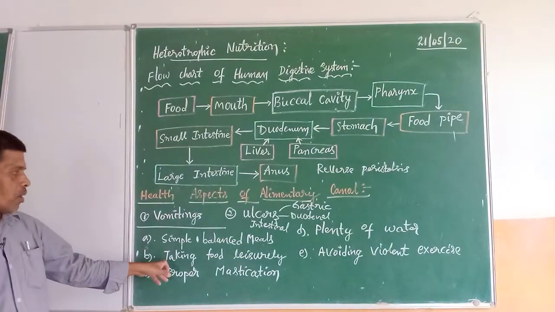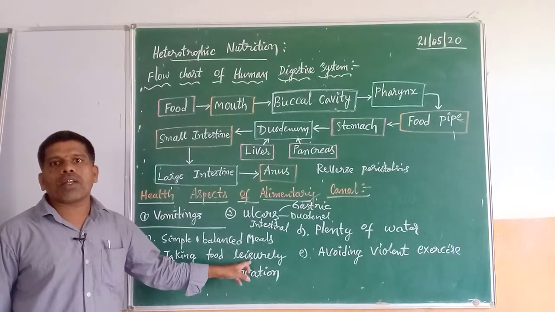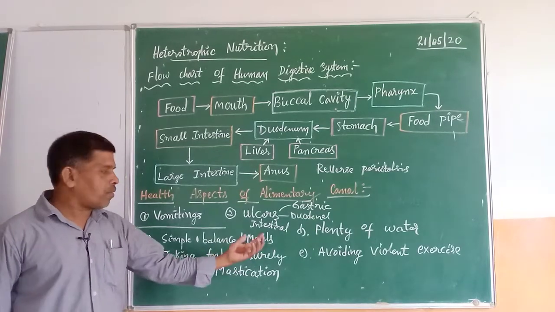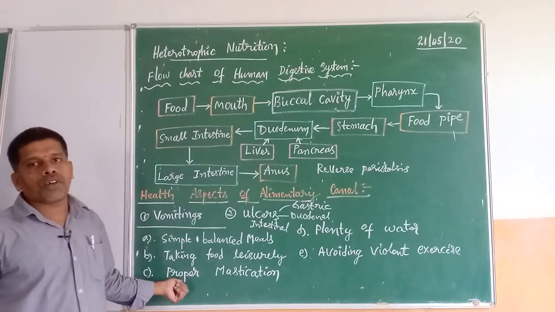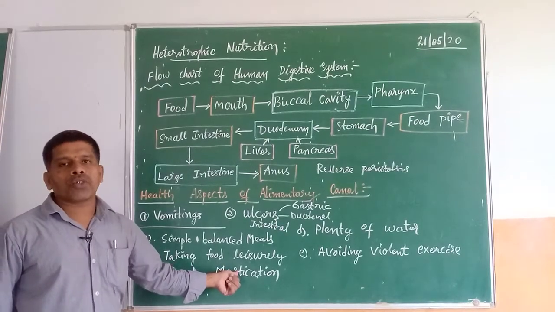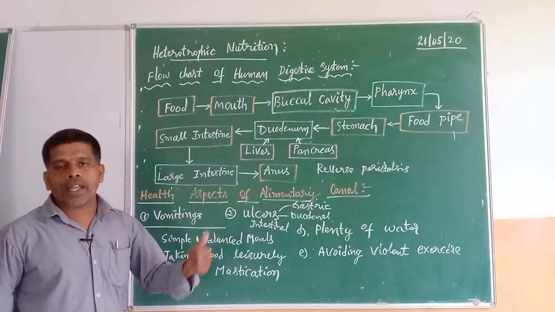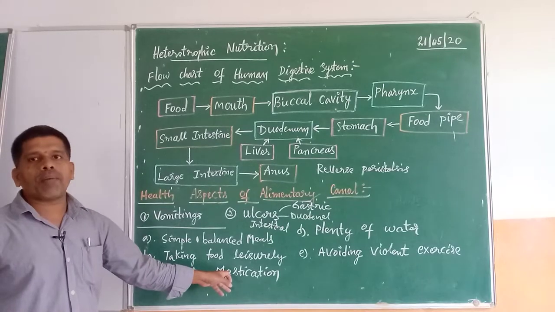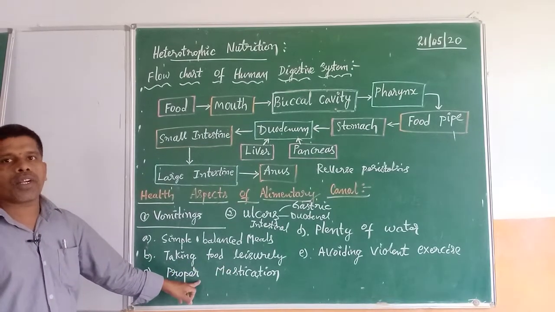Apart from that, take the food leisurely. Whenever we take food, it is not a hurry job. We should take at least 15 to 20 minutes for our food. The next step is that proper mastication is to be done while eating. Yesterday we saw that the very first process of digestion starts in the mouth, where the breaking of carbohydrates takes place. Proper mastication will help in easy digestion. That is one more step we can follow in our day-to-day life.